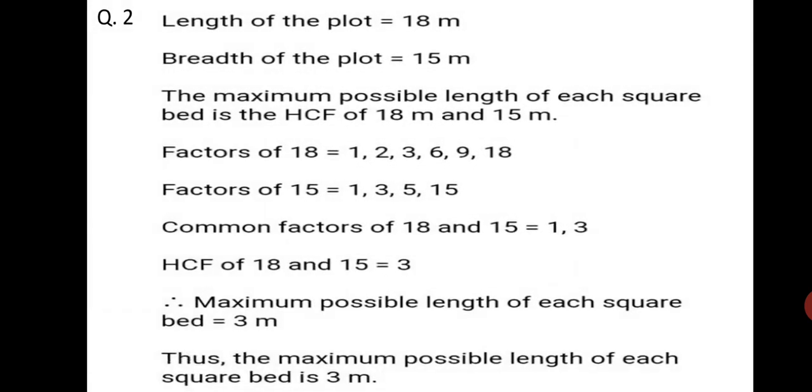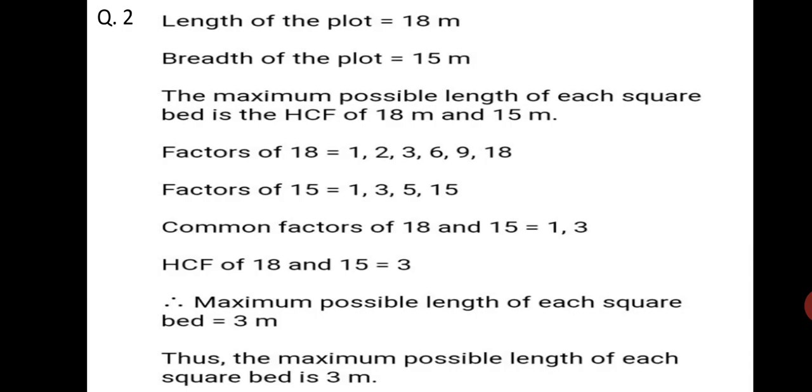First, length of the plot is equal to 18 meter. Breadth of the plot is equal to 15 meter. So write down the proper statements. Then the maximum possible length of each square bed is the highest common factor, HCF of 18 meter and 15 meter. So to find HCF, what steps we followed in question number 1? Same steps we are going to follow here.